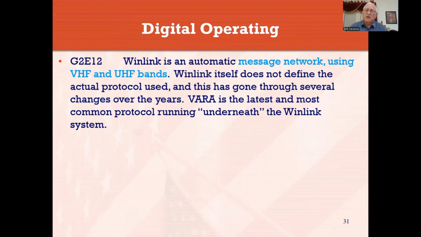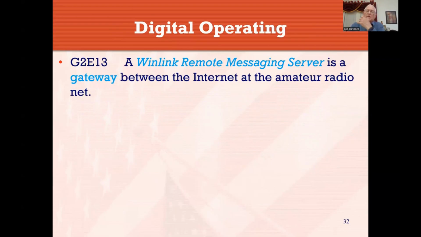It's gone over a lot of changes. It uses a variable length character that we send. Most common protocol running underneath the WinLink system. So the variable is the protocol that is most common. WinLink remote messaging server is the gateway. So when we send out something on WinLink, it would go to the messaging server. The messaging server then would hook to the internet and take it wherever it needs to go in most cases.